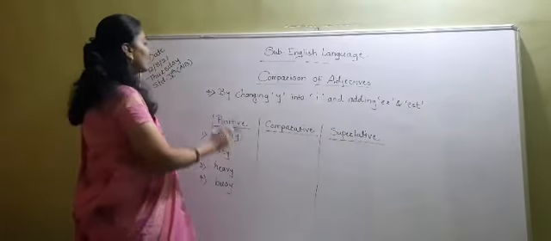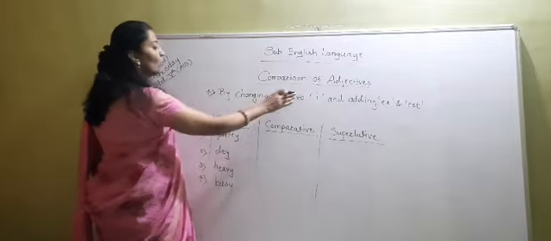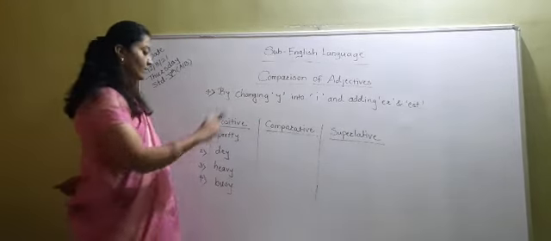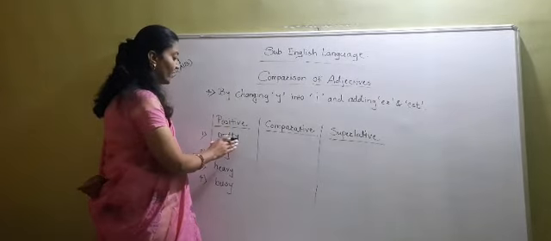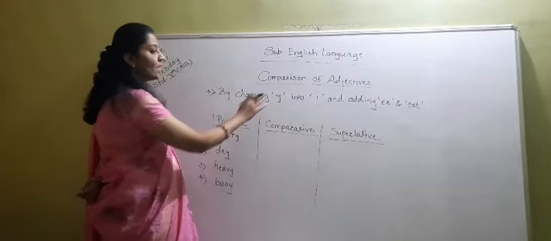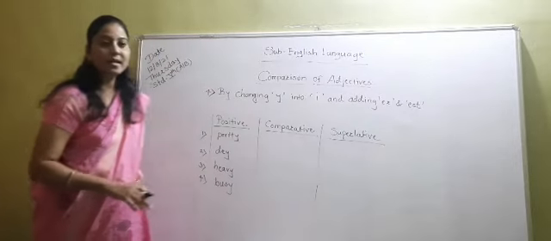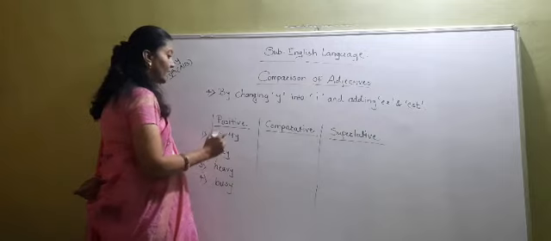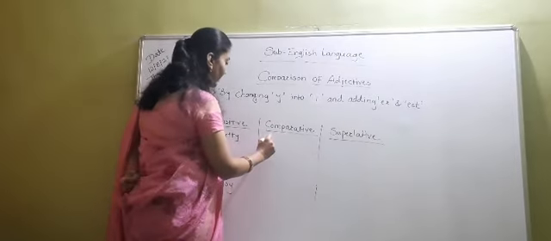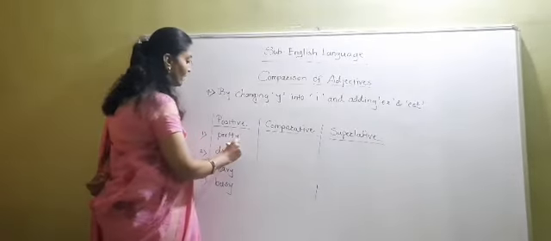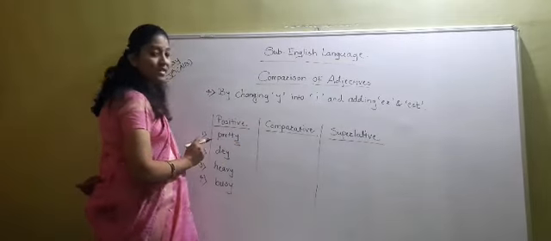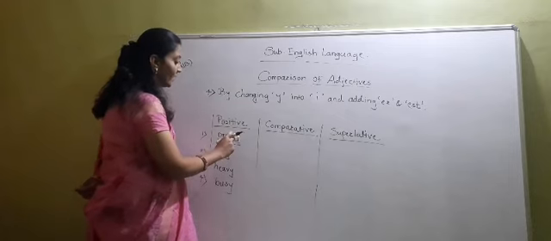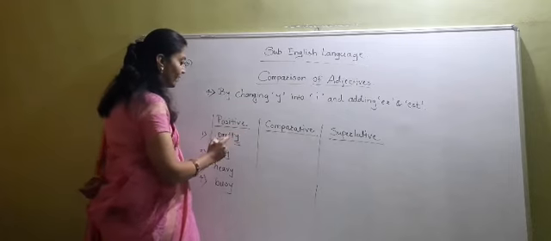Now students, see, the next rule is by changing Y into I. Whenever the adjective ends in Y, that Y turns into I, and we have to add ER and EST to that word. Now see the word pretty. We have to form the comparative degree of this. So Y comes at the end in the spelling of pretty, P-R-E-T-T-Y. So we have to turn this Y into I.